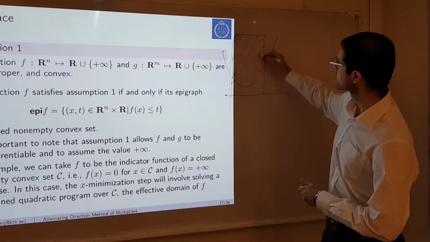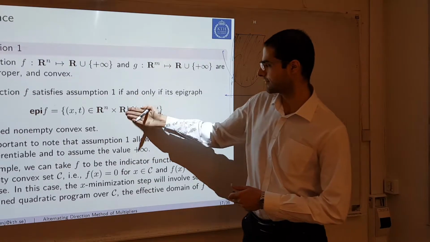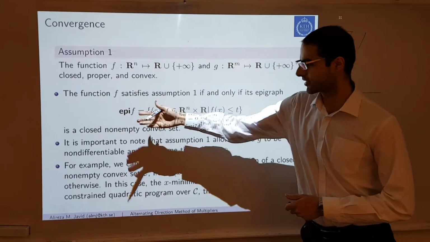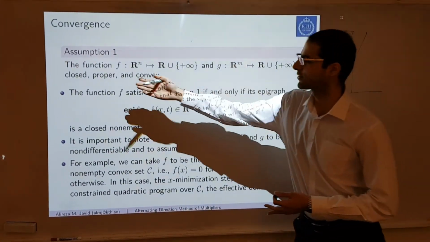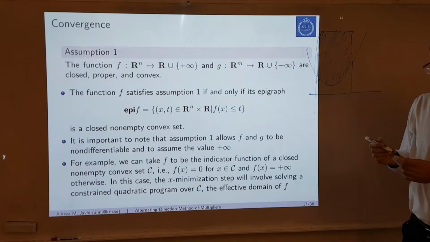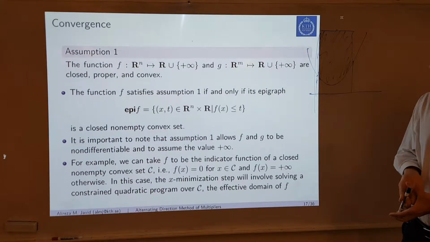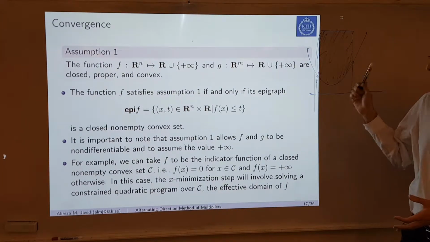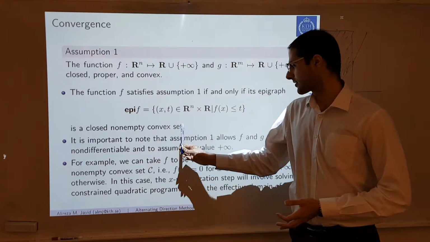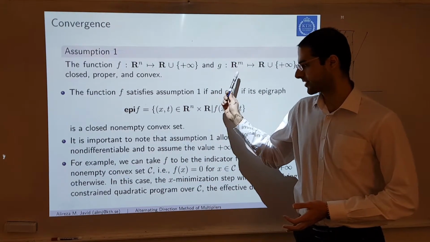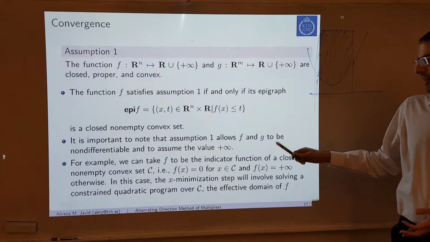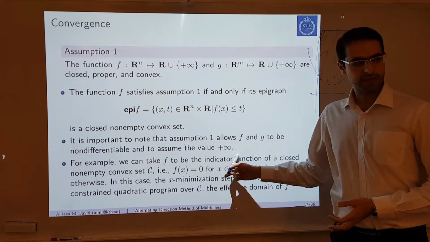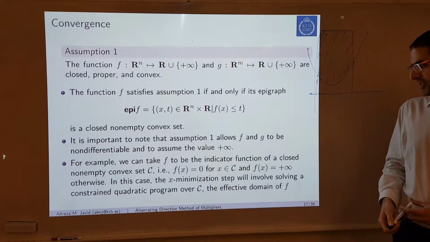This is space. It's called the epigraph of f. If it is closed, non-empty, and convex, then we assume this is the definition of closed, proper, and convex. Just to have an intuition. And I also want to mention that one of the advantages of ADMM is that we allow f and g to be non-differentiable, and we assume that they can take the value of infinity. It's not a problem for this approach.